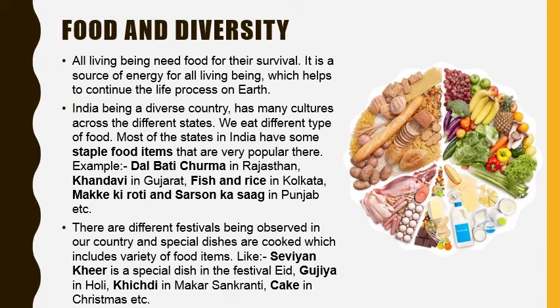There are a variety of food items from which dishes are prepared in different parts of our country, like dal bati churma in Rajasthan, khandvi in Gujarat, fish and rice in Kolkata, makke ki roti and sarson ka saag in Punjab, etc. There are different festivals observed in our country, and on these occasions special dishes are cooked, which include a variety of food items, like sevai kheer in the festival Eid, gujia in Holi, khichdi in Makar Sankranti, cake in Christmas, etc.